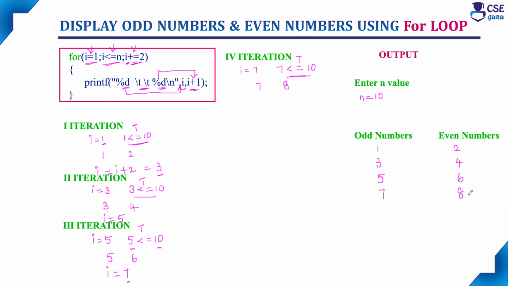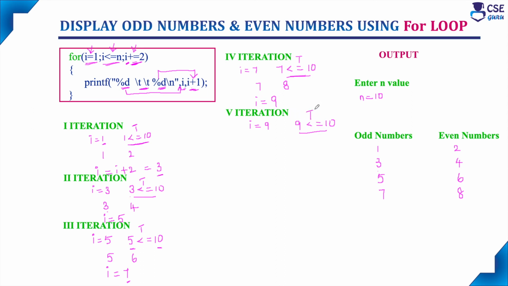Next, at the end of the body of the loop, I will get incremented by 2. So, I value is nothing but 7 plus 2, it is 9. So, for the next iteration, that is the fifth iteration, I value will be considered as 9 and check the condition whether 9 is less than or equal to 10. Yes, 9 is less than 10.